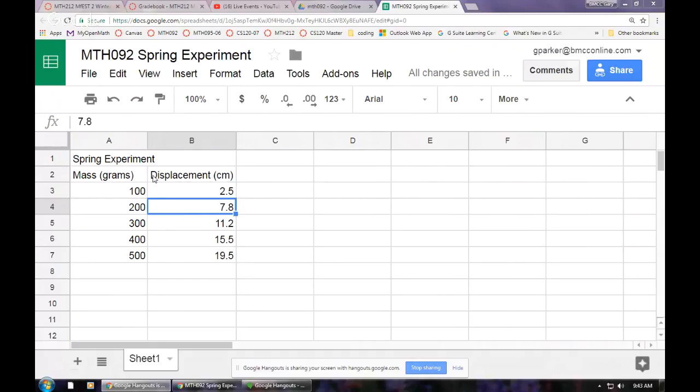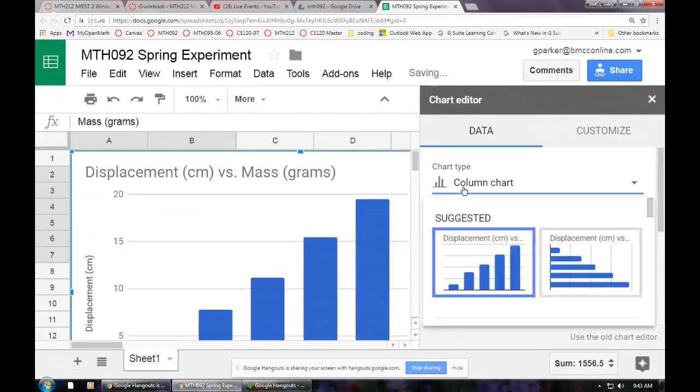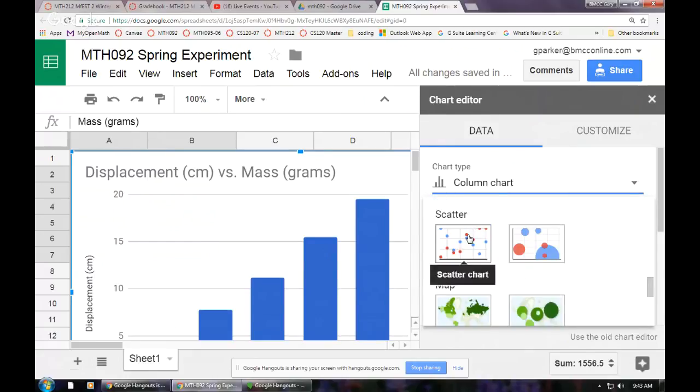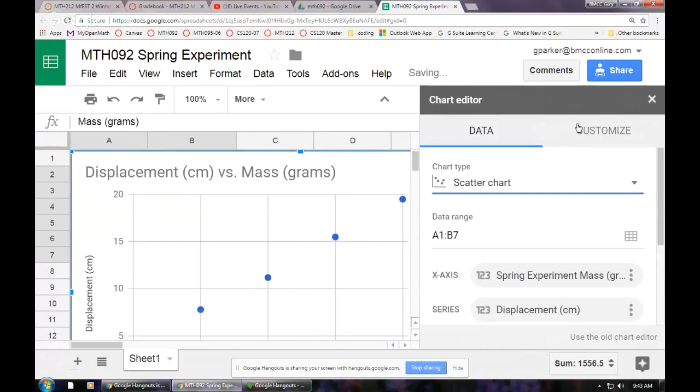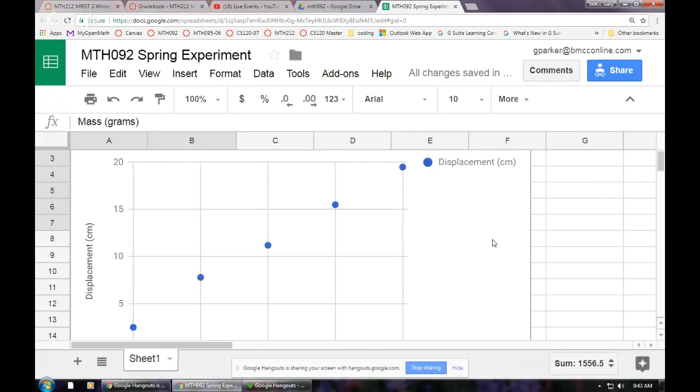First thing, it's a good idea to look at the data, see what it looks like graphically. So I'm going to ask Sheets here to make me a chart. And I want a scatterplot. All right, so those points line up quite nicely. Look at that. Not perfectly, but pretty nice.